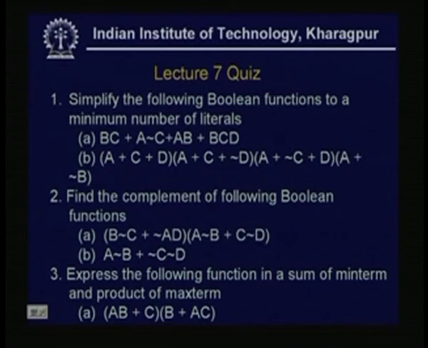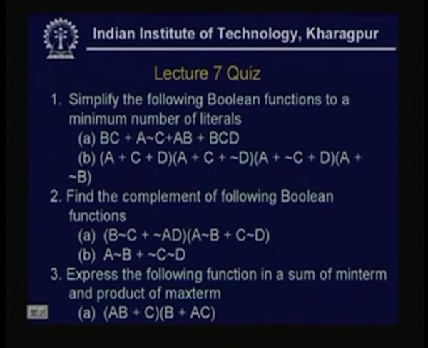This is BC plus A bar, AC bar plus AB plus BCD. And another expression is A plus C plus D, A plus C plus D bar, A plus C bar plus D, A plus B bar. So, just note that the first is the sum of min terms, and the next one I have given is the product of max terms, and we have to simplify this.